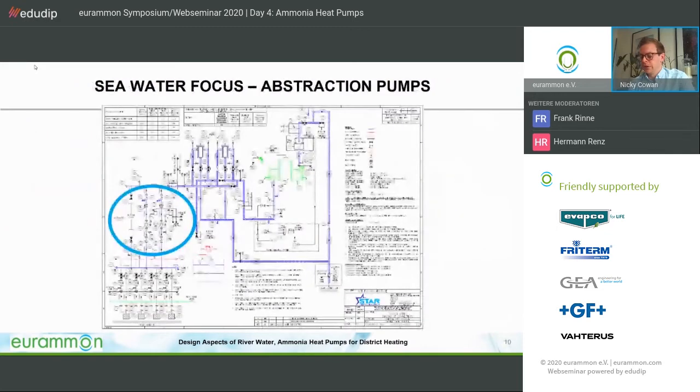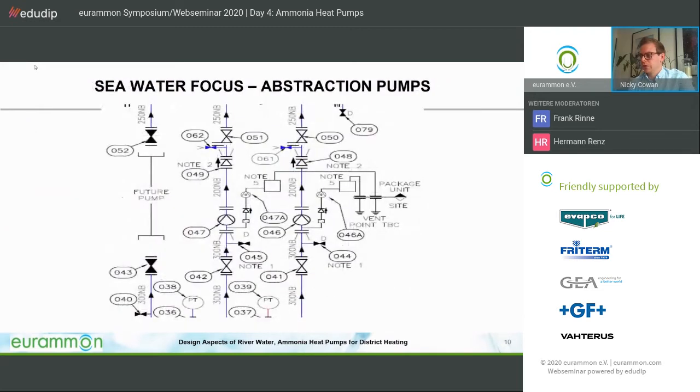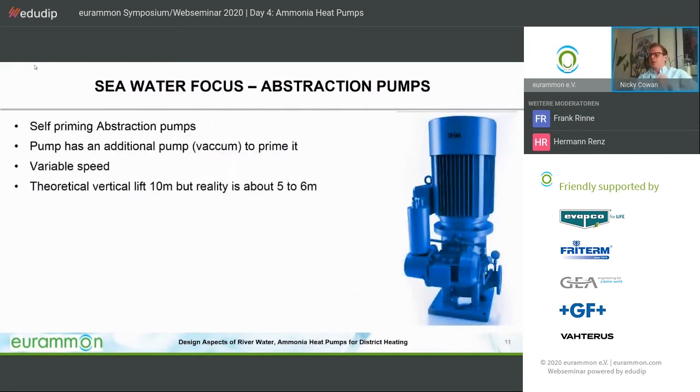We then have the suction lift pumps, which are next. That looks something like this. So there are different ways you can suck water into your heat pump system. This is a way that we've encountered so far. So, a self-priming abstraction pump. And that's because normally the river's down low and the land's a bit higher.